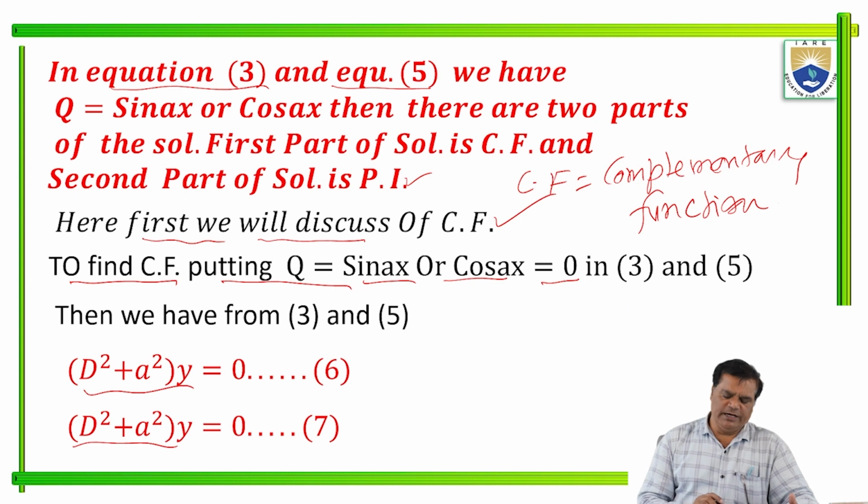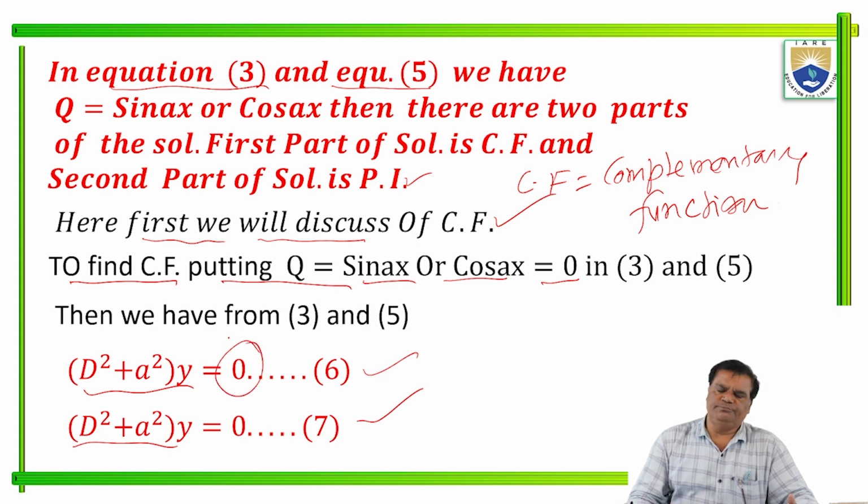So equations 3 and 5 become equations 6 and 7 after putting Q equal to 0. Putting Q equal to 0 in 3 and 5, we get equations 6 and 7. The right hand side must be equal to 0, so that we can find the complementary function of the given differential equations 1 and 2.